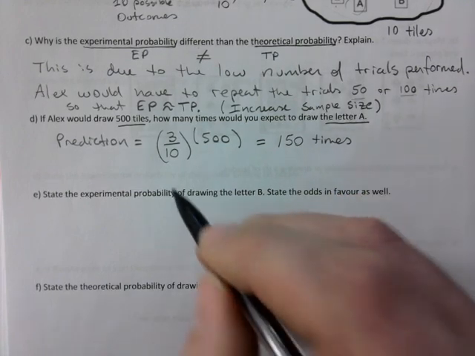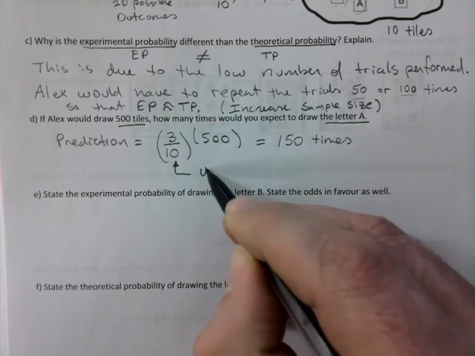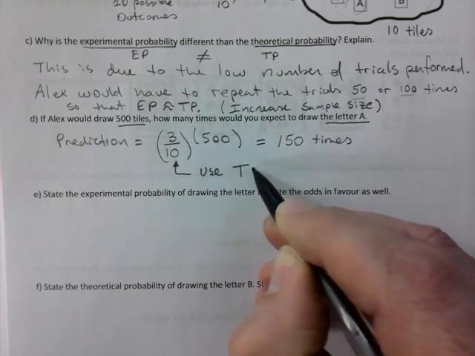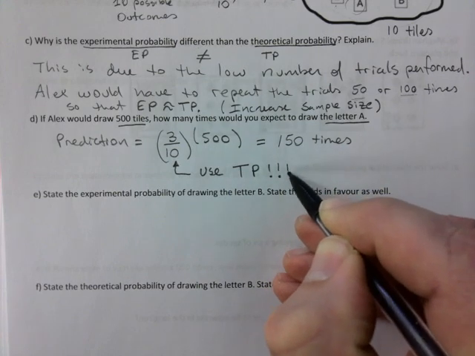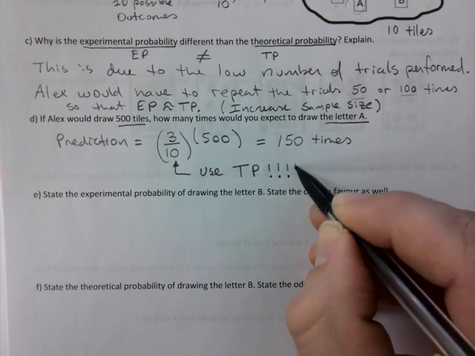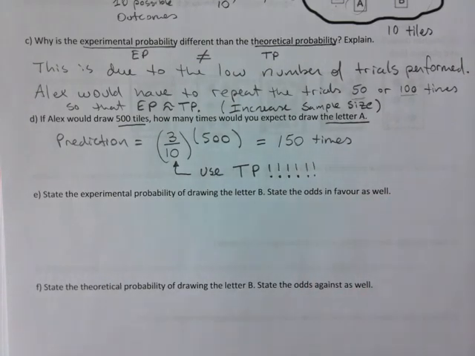And watch this. I will make an arrow there and say, use theoretical probability, exclamation mark, exclamation mark, exclamation mark. Just keep going until you're tired.